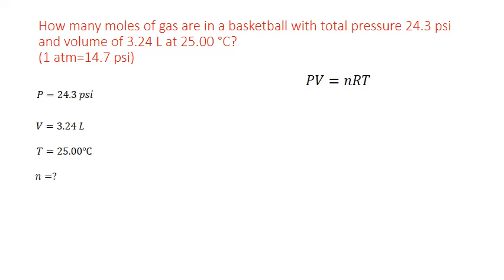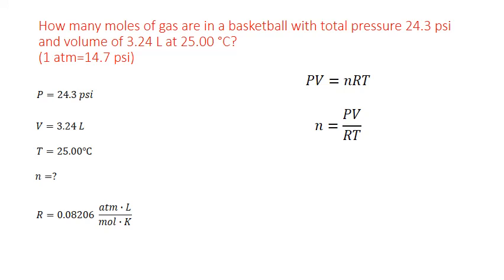And we can rearrange this form of the ideal gas law so that moles are by itself by dividing both sides by R and T, and we get moles, or n, equals PV divided by RT. So we do need the ideal gas constant, of course. That's 0.08206 atmospheres times liters divided by moles in Kelvin.